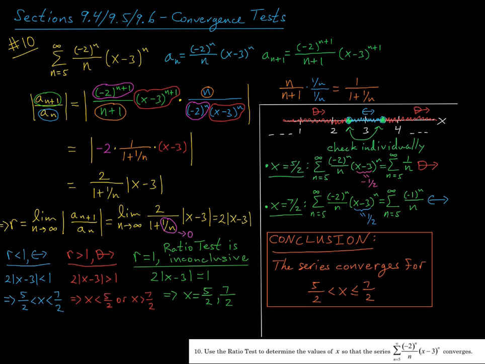Okay, so to wrap that all up, we conclude that the series converges for x strictly greater than 5 halves and less than or equal to 7 halves.